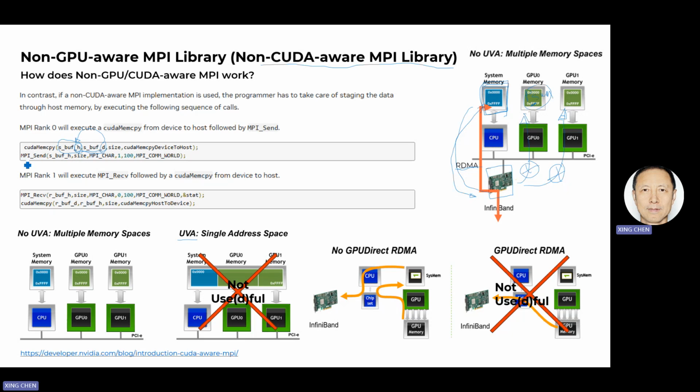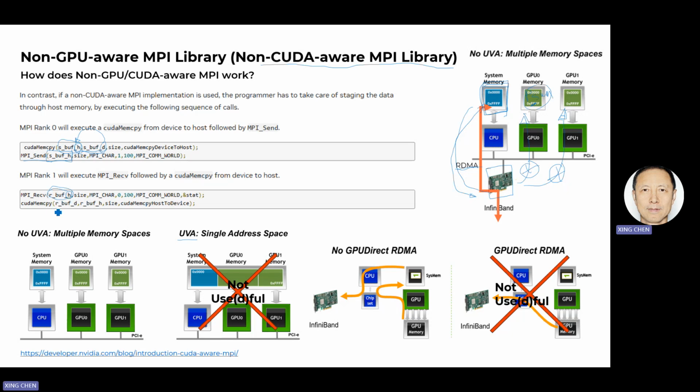And then your MPI library can send the data in the host memory to the receiver. The receiver is the same story. The receiver has to receive the data and put the received data in the memory of the host. H means host. So receive buffer in the host.